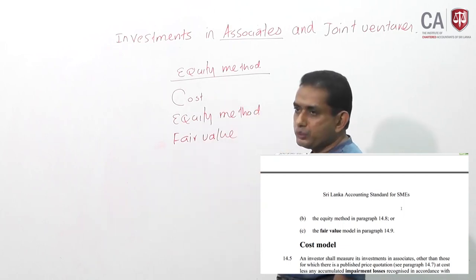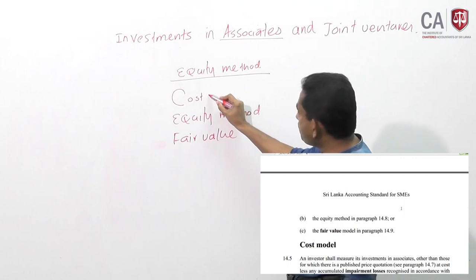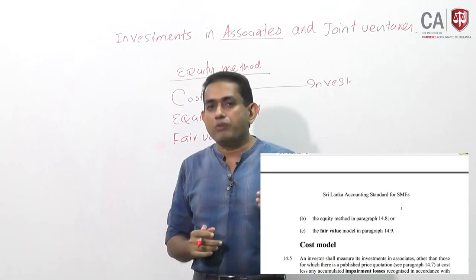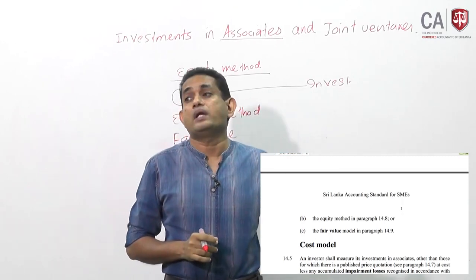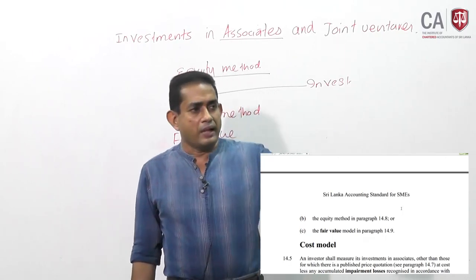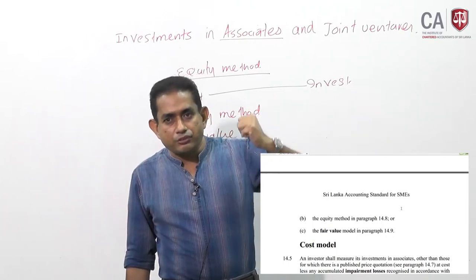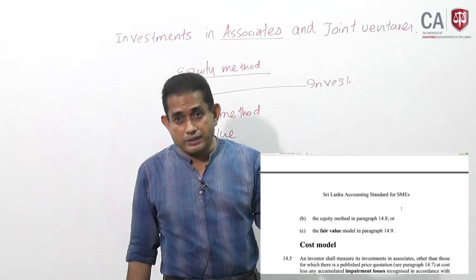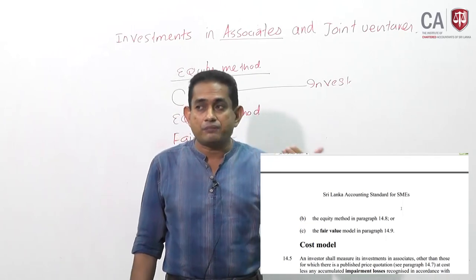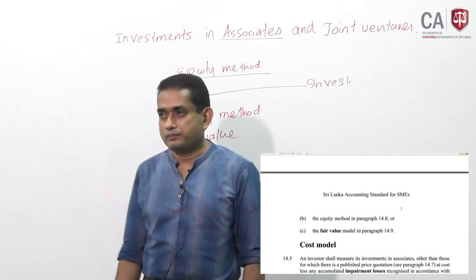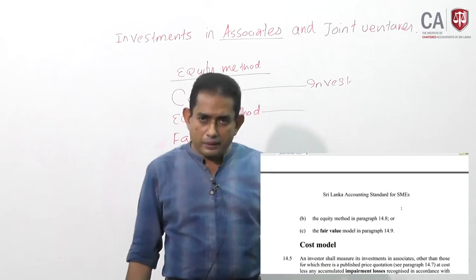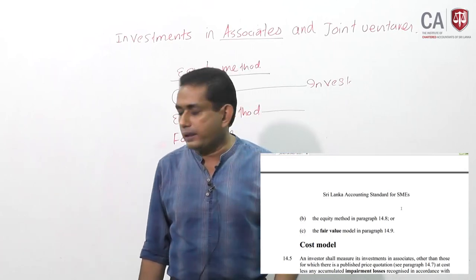If the cost model is used, you recognize the investment at cost, and that is what will continue to appear in the financial statements all along. Subsequent equity changes will not be incorporated. And the dividends that the investor receives from the associate company will be recognized as income in profit and loss, irrespective of whether the dividends were received from pre-acquisition profits or post-acquisition profits. The equity method, you know it, and that is what you learnt under LKS 28, so I will not repeat it again.